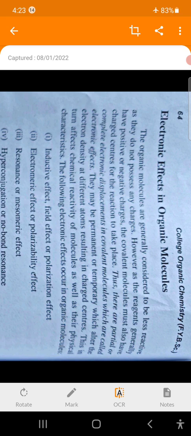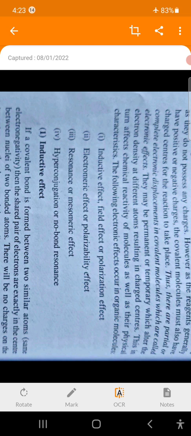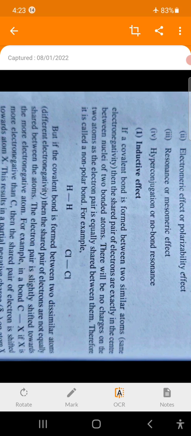Such unequal distribution of electrons generates large effects on molecular reactivity. There are four types of effects in chemistry which mostly affect molecular reactivity in chemical reactions. The first effect is the inductive effect, the second is the electromeric effect, the third is the resonance effect, and the fourth is the hyperconjugation effect. We discuss the inductive effect first.